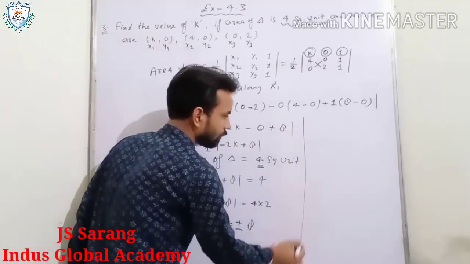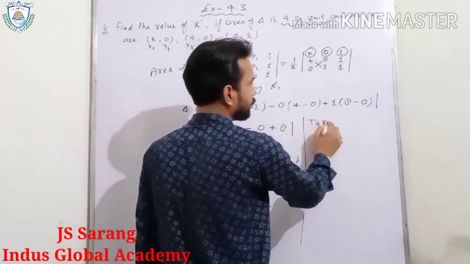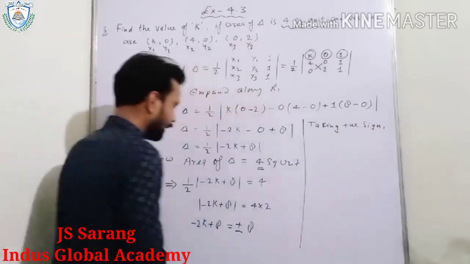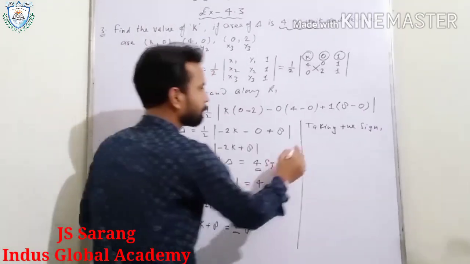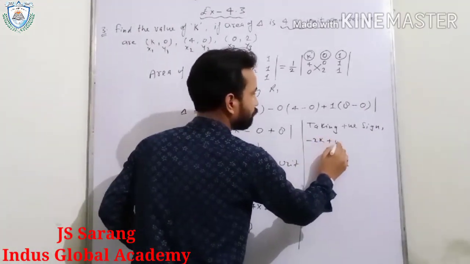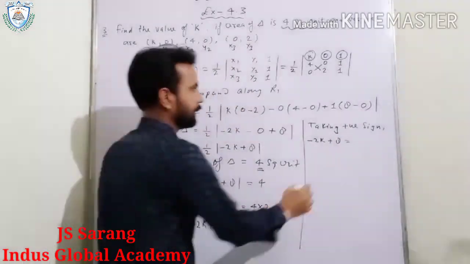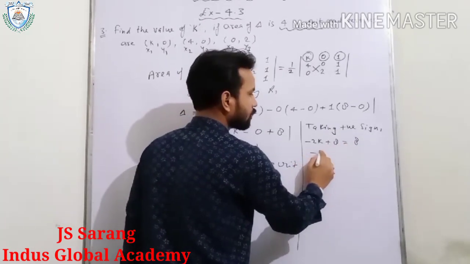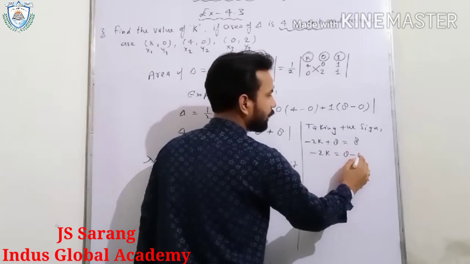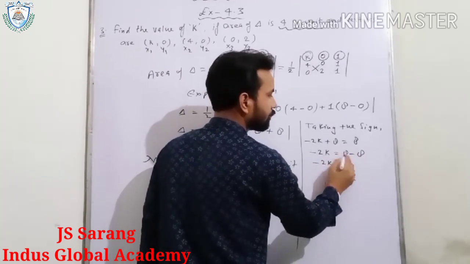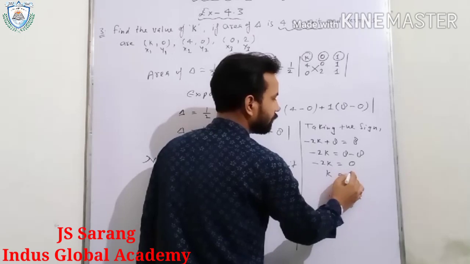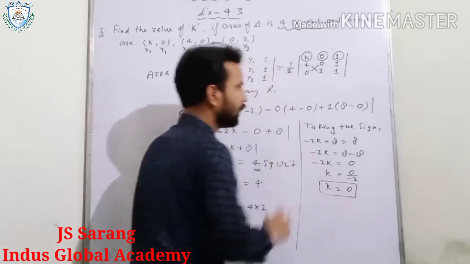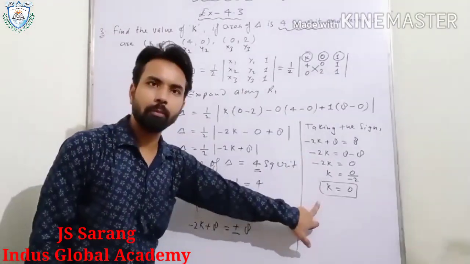Good. Now see, taking positive sign. If I am taking this positive sign, so what we will get? Minus 2k plus 8 equals positive 8. Now see, this 8 we can shift to the right hand side. So minus 2k equals 8 minus 8. So minus 2k equals 8 minus 8 is 0. Then k is equal to 0 upon minus 2. So the value of k will be 0. If we take positive sign, then the value of k will be 0.